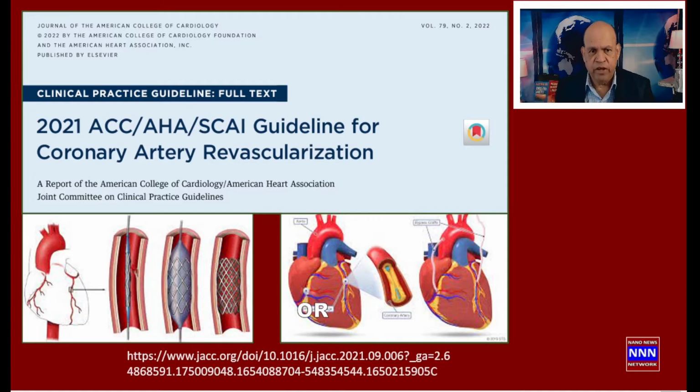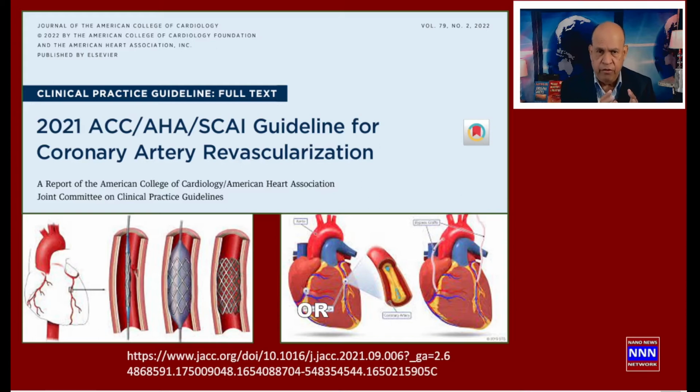Every one of these aspects is going to be covered in the 2021 ACC AHA guidelines. Please grab a cup of coffee, sit down and relax, because this is something, as primary cardiologists, we all need to understand whether we like it or not.